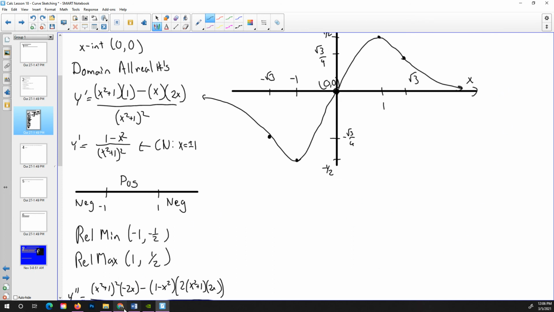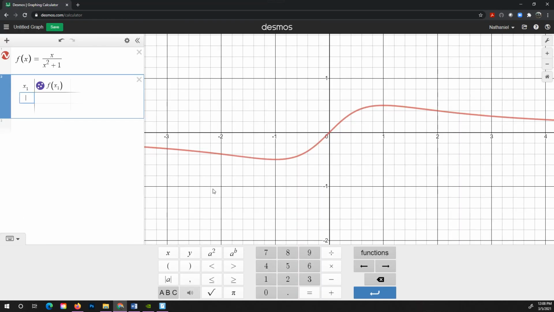And if we go over to Desmos, now this is the graph of the function that I just graphed, and it looks similar to what we came up with. But just to be sure, let me put in -√3. Let me put in -1. Let me put in 0. Let me put in +1. And let me put in +square root of 3.